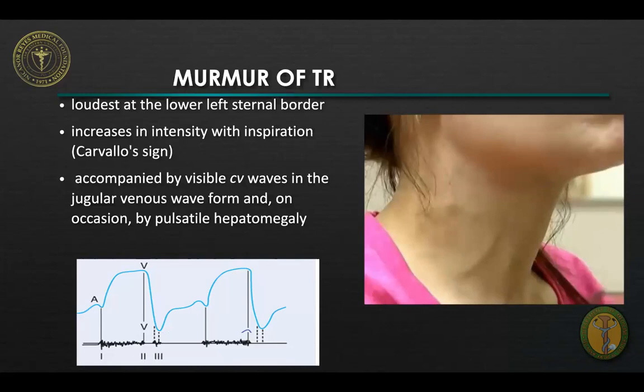Tricuspid regurgitation murmur is the loudest at the lower left sternal border. It increases in intensity with inspiration. This is the Carvallo sign. It is accompanied by visible CV waves in the jugular venous waveform and, on occasion, by pulsatile hepatomegaly. I discussed this previously in the jugular venous waveform, tricuspid regurgitation.